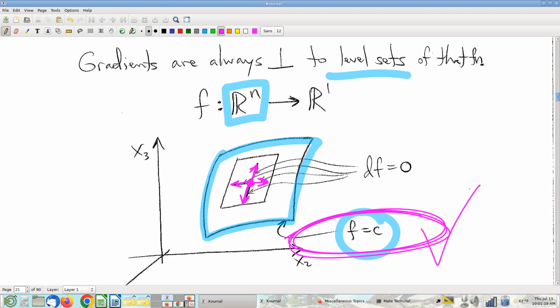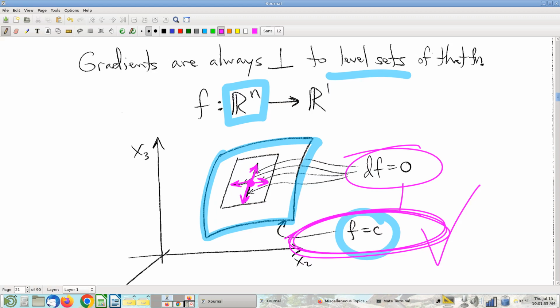If the function's constant, that means that the df, the change differential, has to be 0. These are effectively the same statement. Does that make sense to everybody? If it's not changing, then it's not changing.